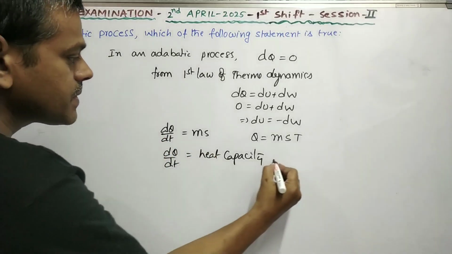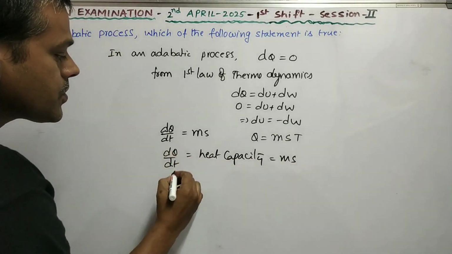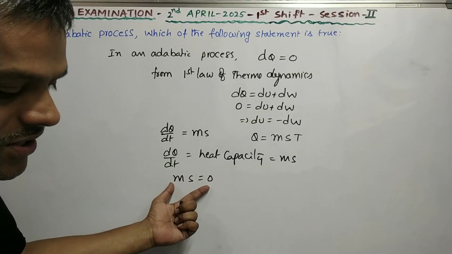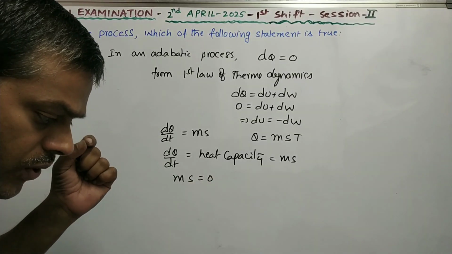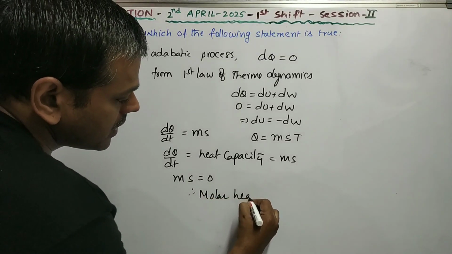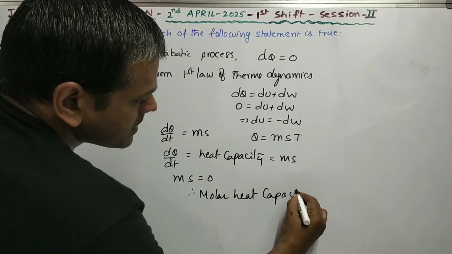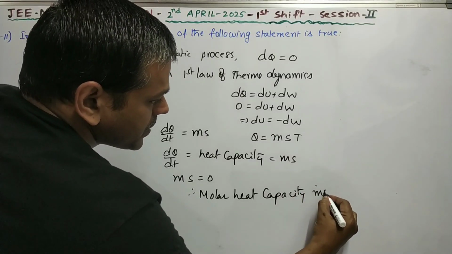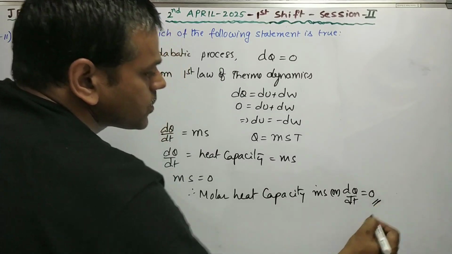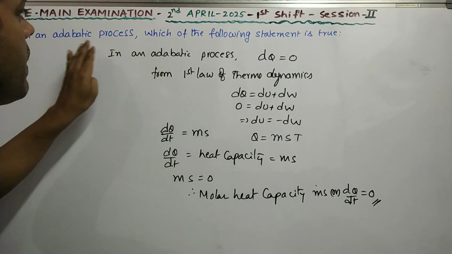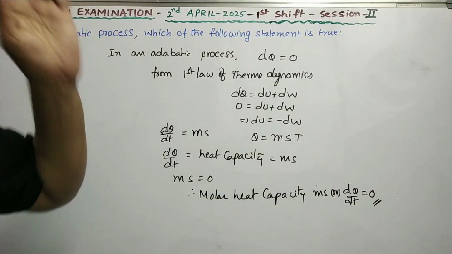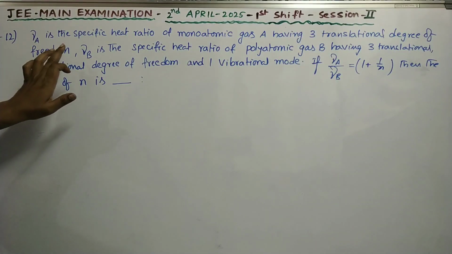So heat capacity is equal to m into s. But dq is equal to 0, so m into s is equal to 0. That means the molar heat capacity is equal to 0. Therefore molar heat capacity, m into s or dq by dt, is equal to 0. So in an adiabatic process, the molar heat capacity is equal to 0. Right.